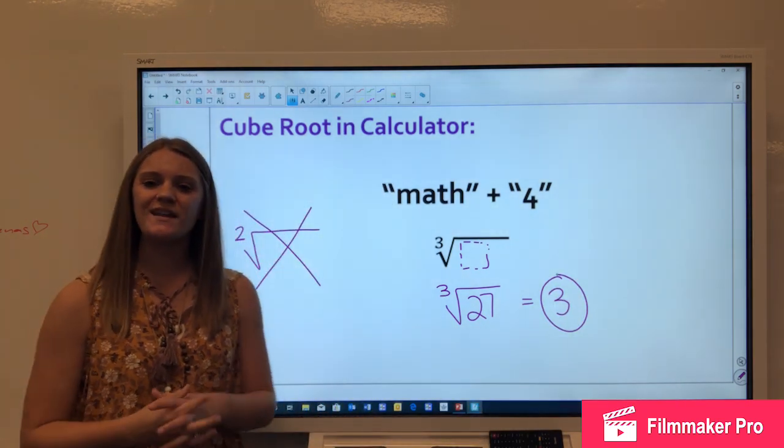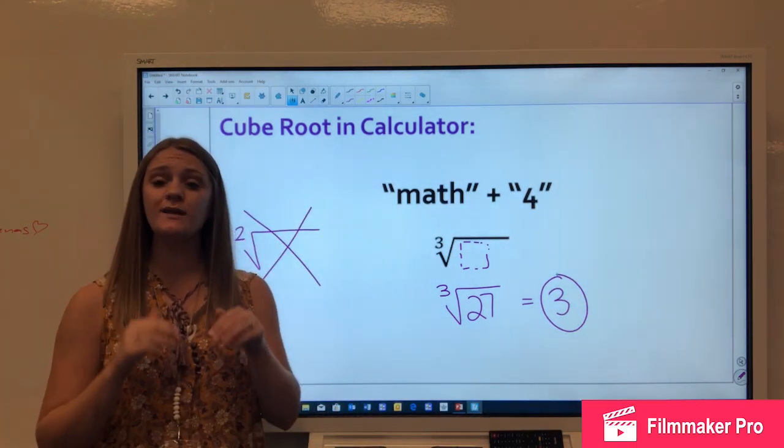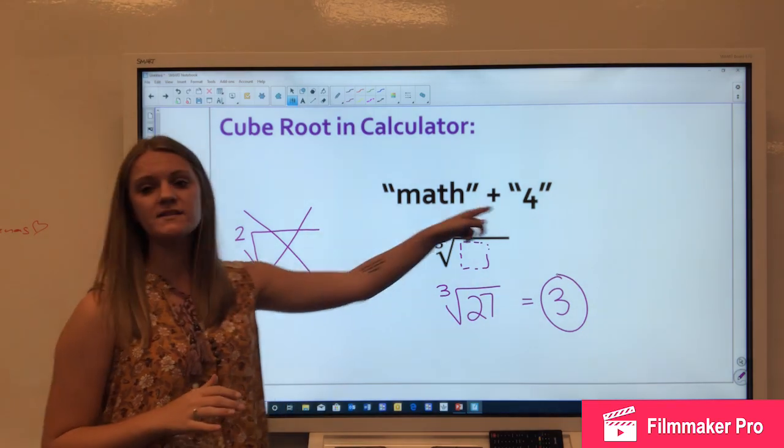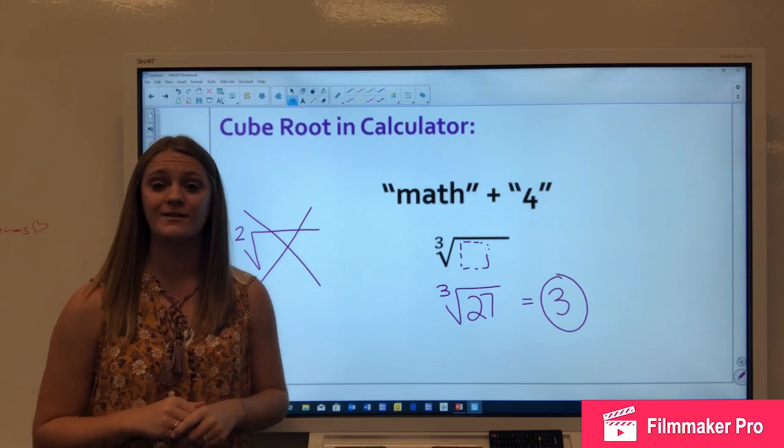All right. So that concludes your video. Make sure your notes are complete with the example problems, and make sure somewhere on your notes you have how to type a cube root into your calculator.